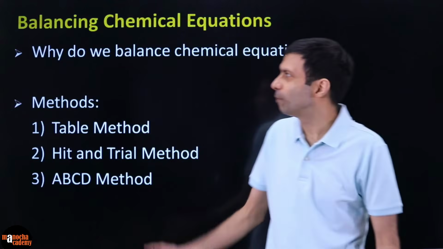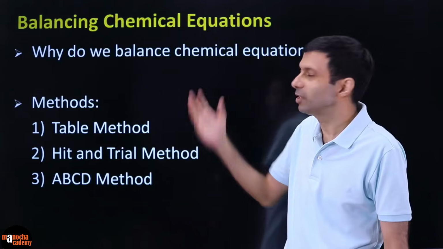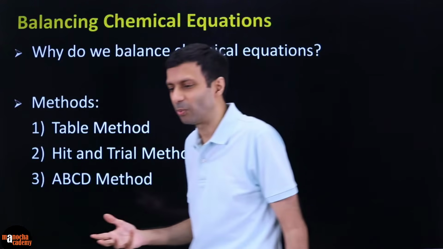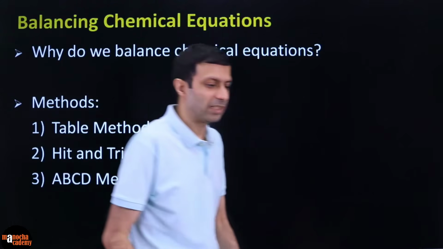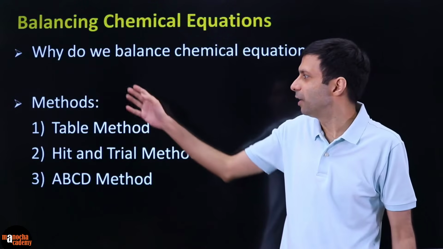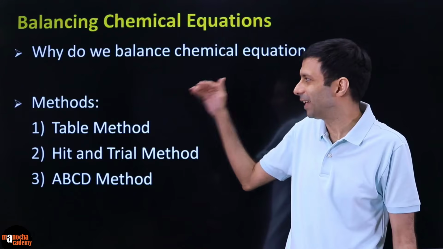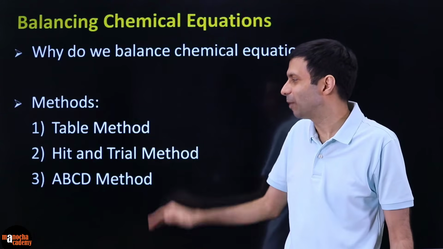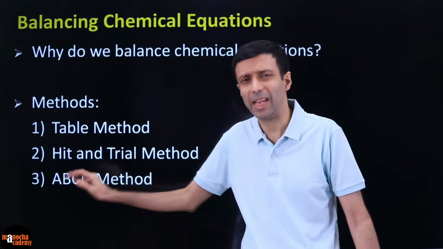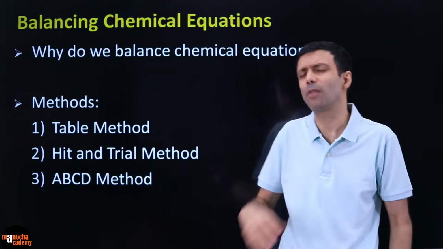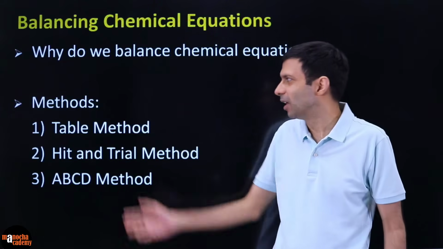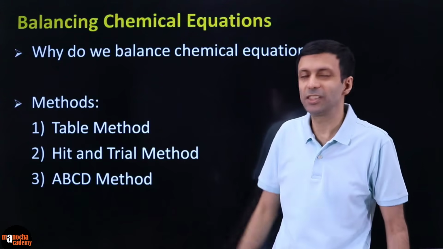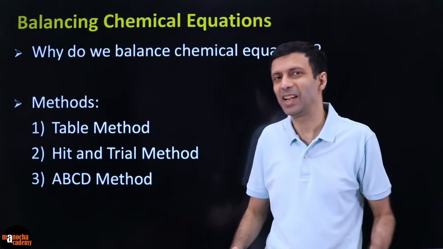So when we are talking about balancing equations, the first question is, why do we balance chemical equations? We are going to look at that, and then the goal for this class is to see the different methods. We are going to be learning the table method, the hit and trial method, and this wonderful ABCD method, which can help us solve even difficult equations that we are not able to balance. I'm going to try to cover all these methods in today's class and make it really easy for you.